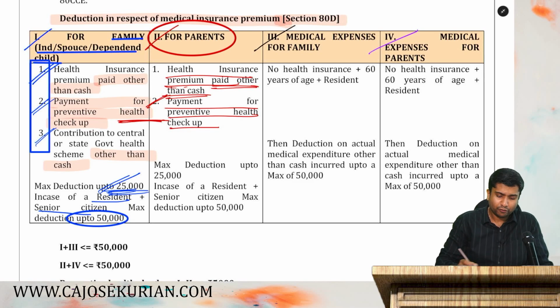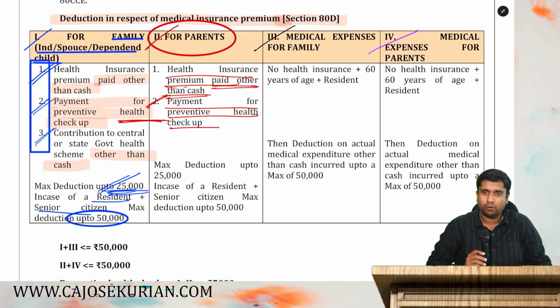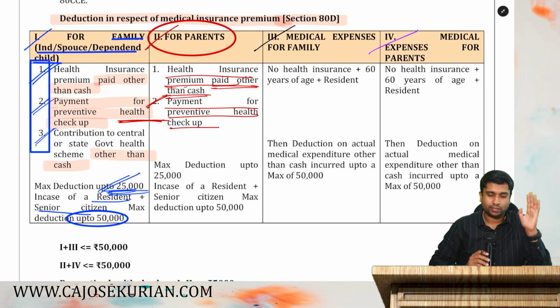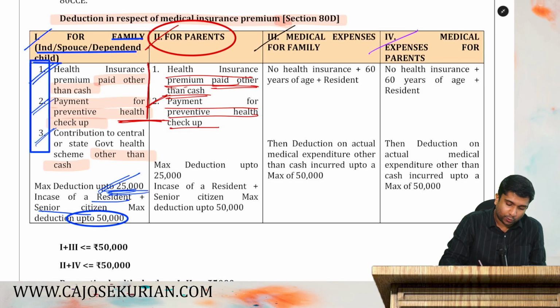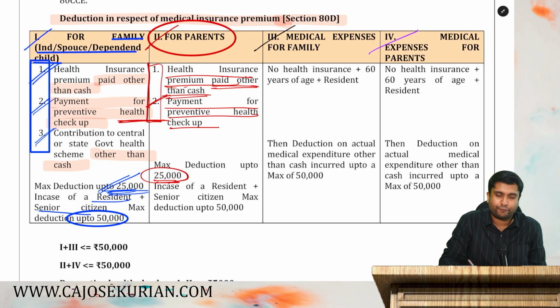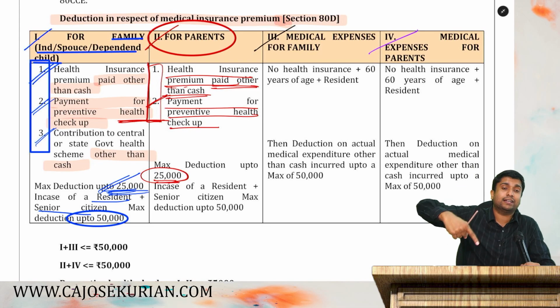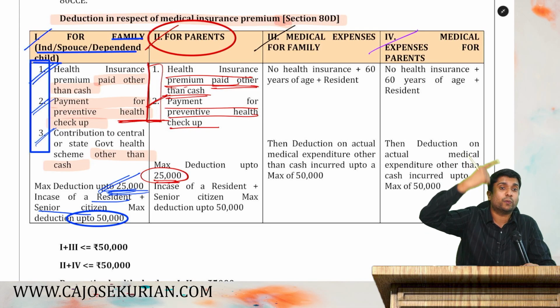Now, for parent, 2 things are covered. Which are the things? Number 1, health insurance premium paid for your parents. Parents means for your father as well as for your mother. Then, preventive health checkup for your father or for your mother. Both are covered in category 1. Sorry, category 2. If you take the total, it shall not go beyond how much? 25,000. The total which you have paid for your parents shall not be more than 25,000.